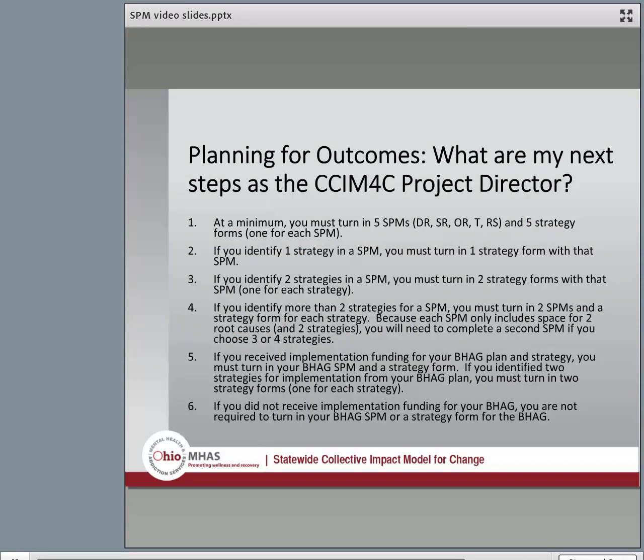So what are your next steps in completing your final deliverables for strategic plan maps and strategy proposal forms? At a minimum, you must turn in 5 strategic plan maps and 5 strategy proposal forms, 1 strategy proposal form for each strategic plan map, assuming you only have 1 strategy on each map for demand reduction, supply reduction, overdose reduction, treatment, and recovery supports.